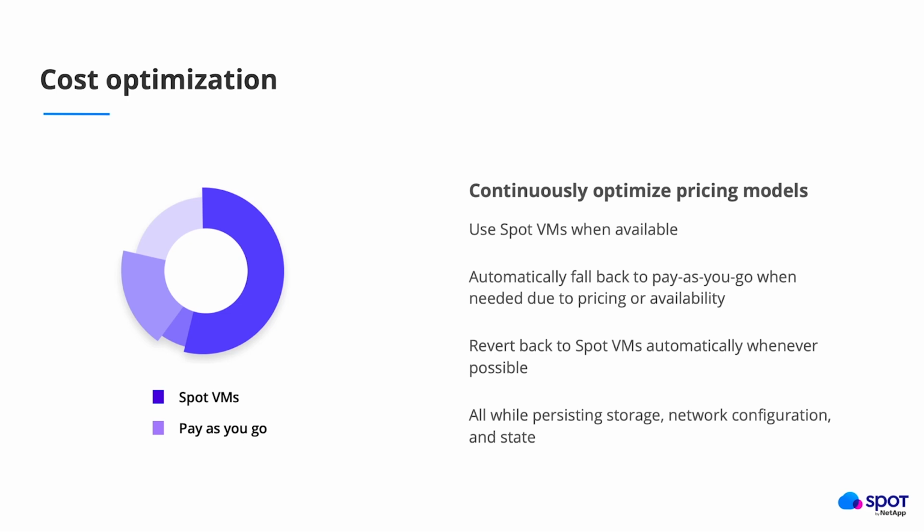Elastigroup is also constantly monitoring the pricing models and the prices of Spot VMs. So, for example, if there's no availability of Spot VMs, it knows that it can fall back to pay-as-you-go. There might be scenarios where the pricing of Spot VMs has risen to the point where there's really not much difference between a pay-as-you-go VM and a Spot VM, and it can automatically start using pay-as-you-go VMs. But whenever there's capacity again, Elastigroup will automatically revert you back to using those Spot VMs again. And throughout all this, it's always ensuring that the storage, the network configuration, and the state are all kept consistent and persistent and restored across any places where I needed to replace a VM with a new VM.